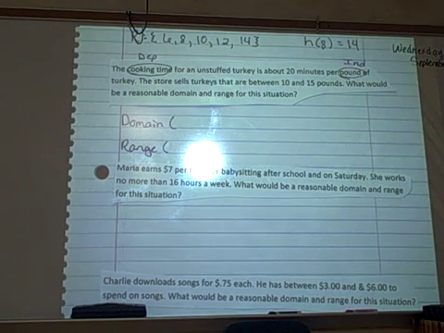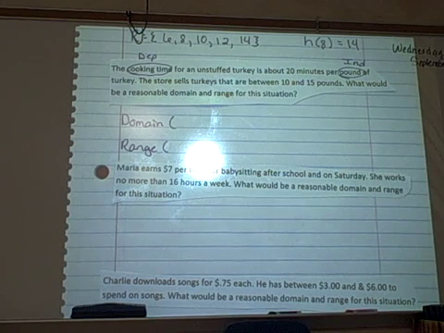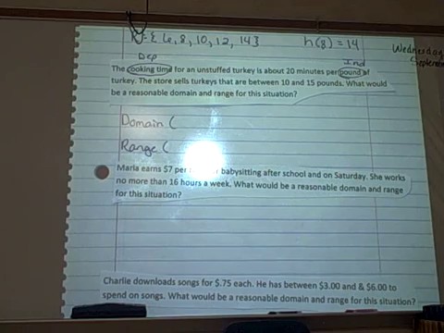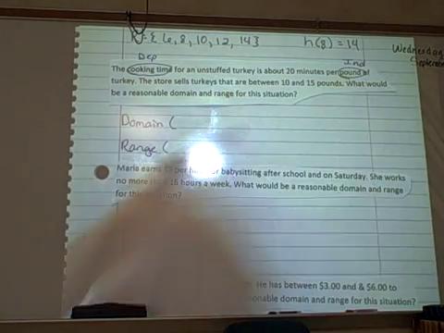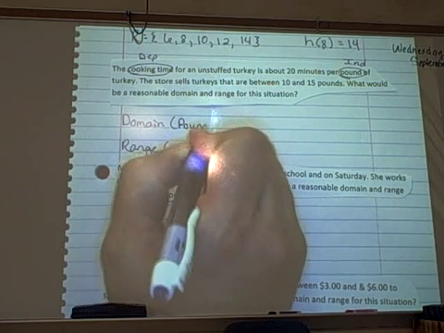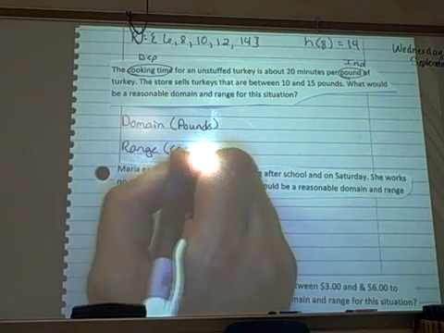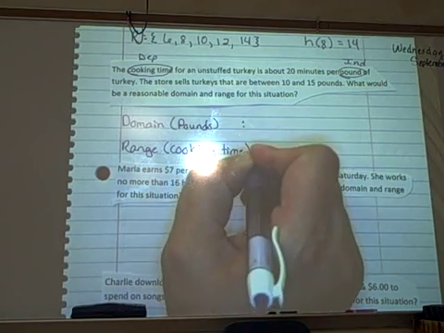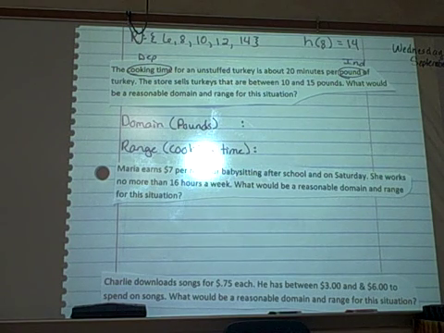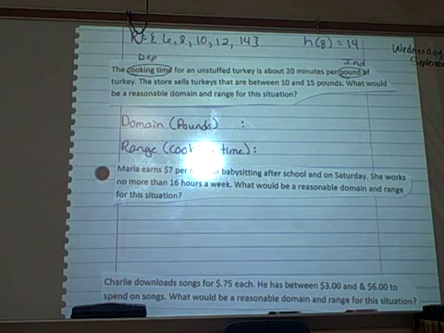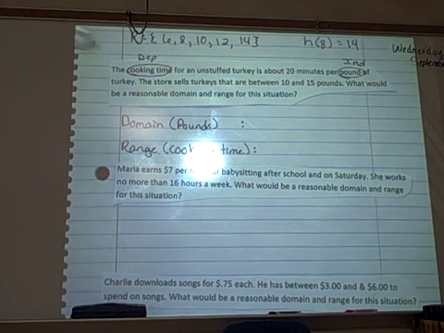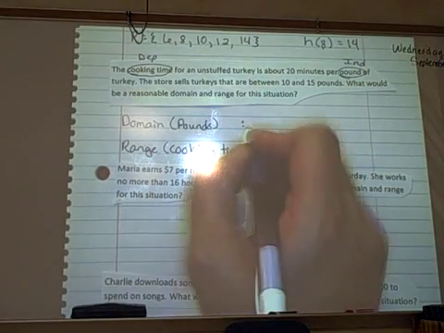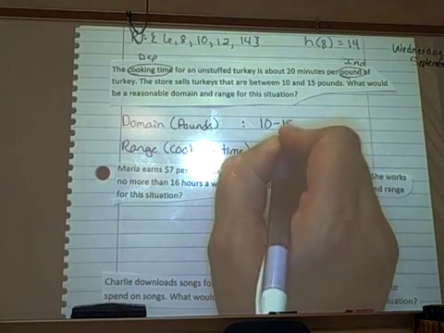Which one of those goes with domain? Independent or dependent? It goes with independent. So I need pounds to go with domain, and cooking time to go with range. So what would be a reasonable set of pounds for these turkeys? They told us in the word problem what it is. 10 to 15. So my reasonable domain on this one is 10 to 15 pounds.